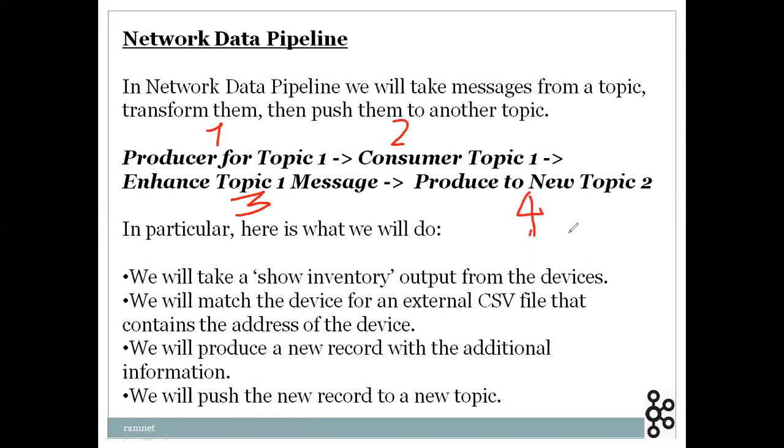Means we can pick up some kind of inventory. We will take a show inventory output from the device. We will match the device with an external CSV file that contains the address of the device, like in which rack, which data center, which city, who is managing it, all the SNMP information. So we will pick up that external CSV file and combine both the outputs, the inventory output as well as the CSV with the location, and produce the new record with the additional information. We will push the new record to the new topic.